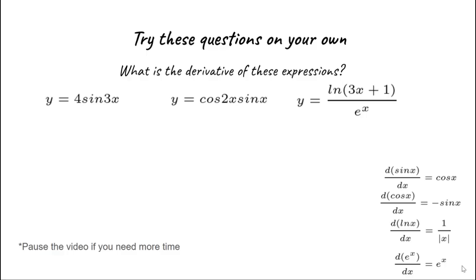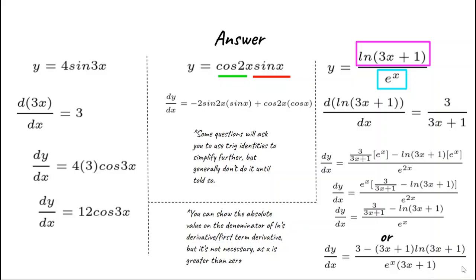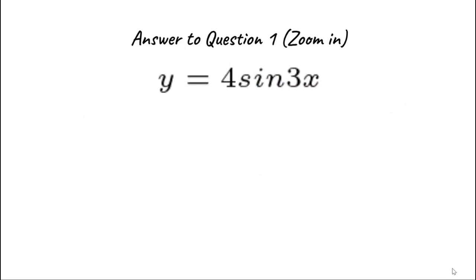Remember to pause the video on your own time, and here are the answers. Take your time, double check your steps. Heads up, questions 2 and 3 were very sneaky. They hid the product rule and quotient rule, so hopefully you caught on to that. But all 3 questions had one thing in common. Chain rule was everywhere. Let's zoom in on question 1.